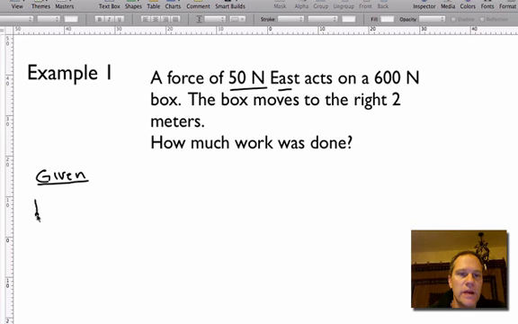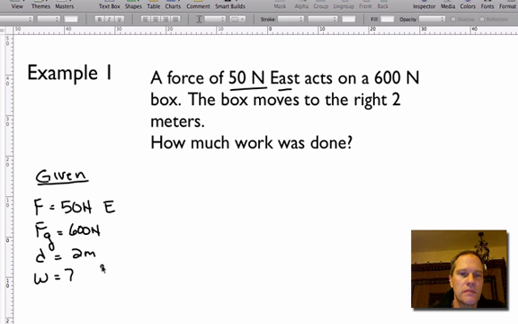We have a force applied, which is 50 newtons, and this is to the right or east. It acts on a 600 Newton box. Well, that's the weight of the box, so that's 600 newtons. And it moves a distance of 2 meters. We want to know what is the work. So if we do a little sketch, again, keep doing your pictures.